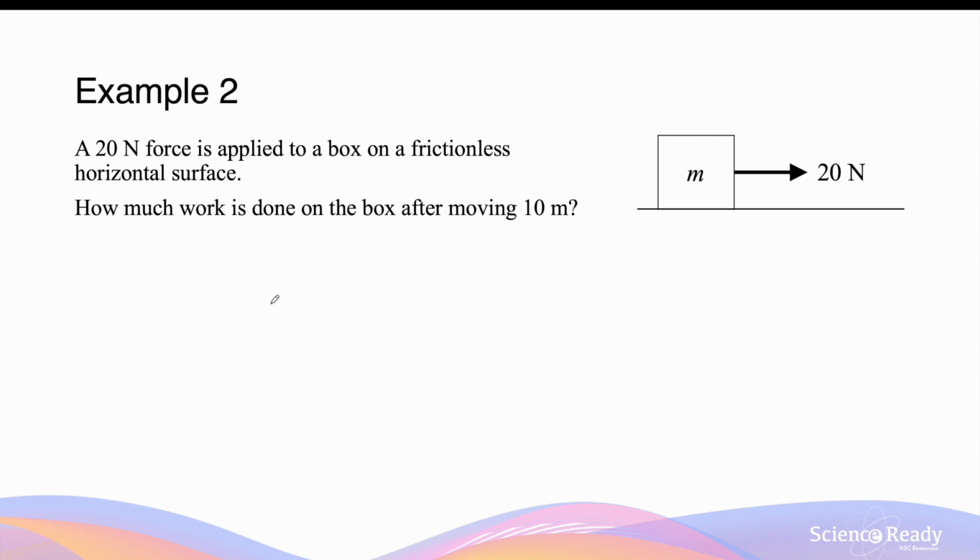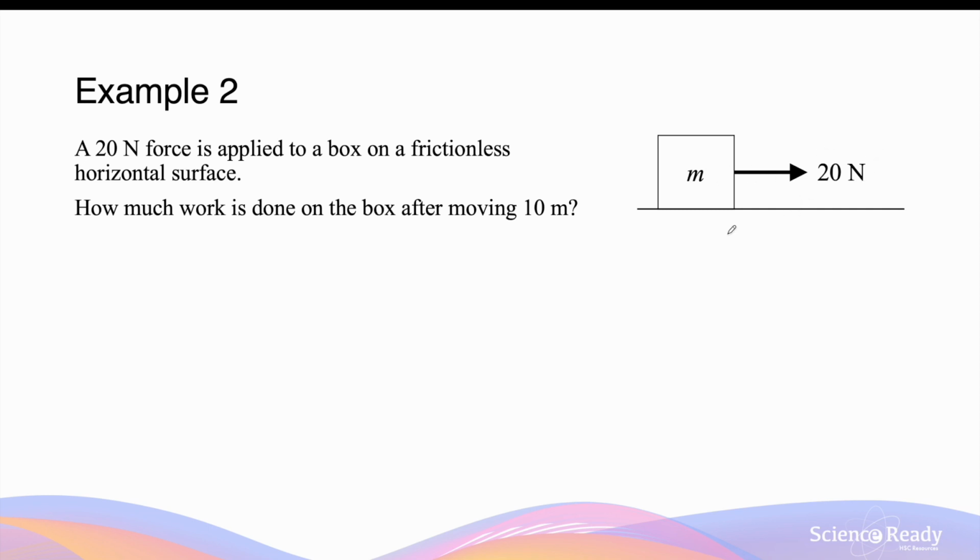Let's go through some examples on work done. A 20 Newton force is applied to a box on a frictionless surface. How much work is done on the box after moving 10 meters? Now, as we discussed before, the force applied onto the mass must be parallel to the displacement.